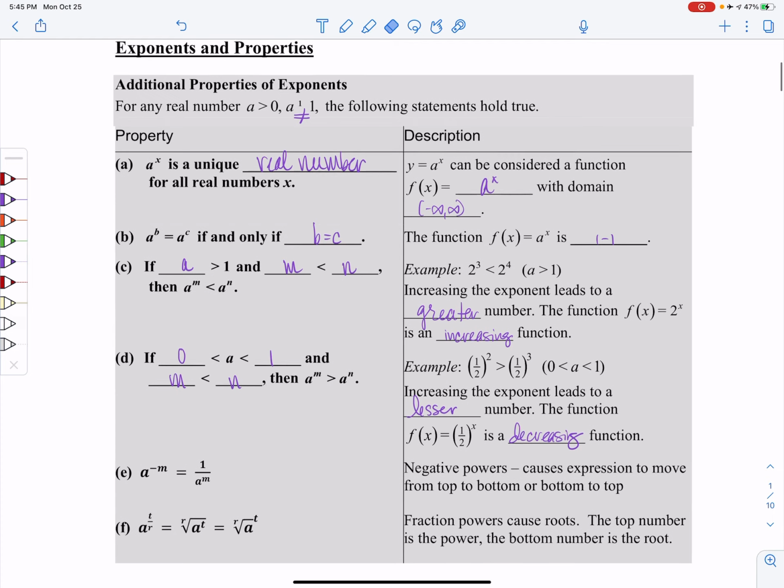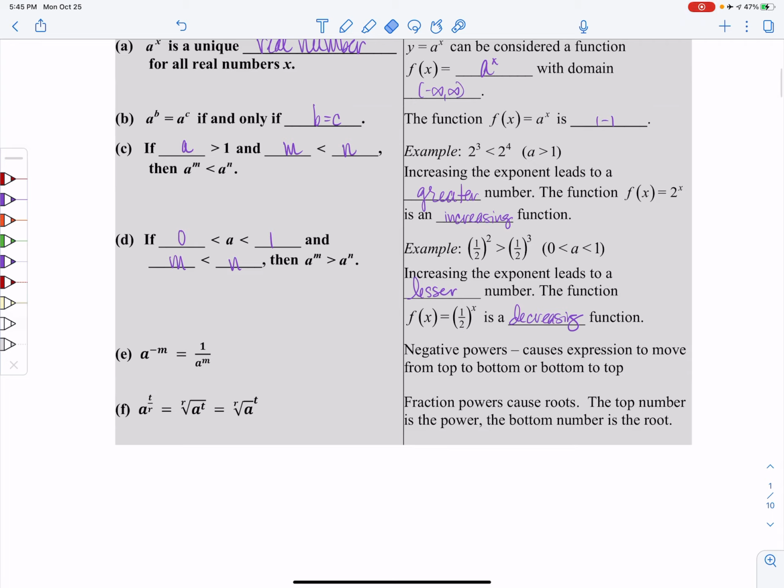Throughout this section, I'm going to be reminding you of rules that you have had in past math classes, things that you should remember, but you might not. So I'm just going to remind you of these. Property E here says that if I have a raised to a negative power, this is going to equal 1 over a to the positive m power.